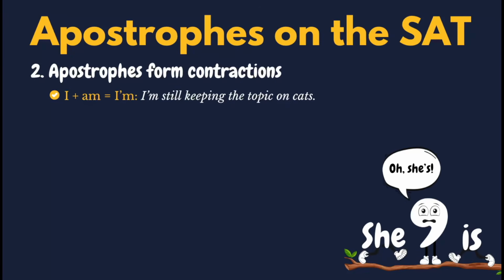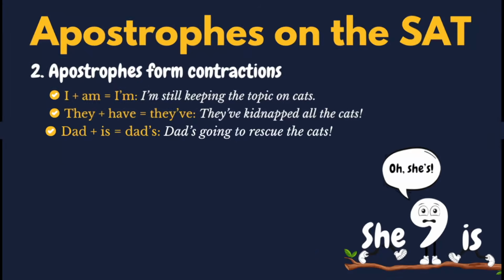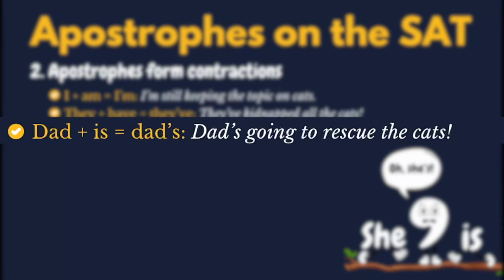We can see this in a lot of common contractions. It can work for proper nouns. So like, even though we could have dad's possessive, we can also do the same thing to say dad is. Dad is would also be dad's. So the only difference is context. If we see dad's going to rescue the cats, we know it's dad is because dad can't possess a verb, right?